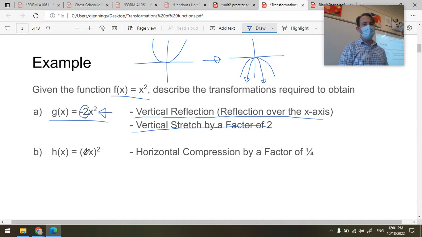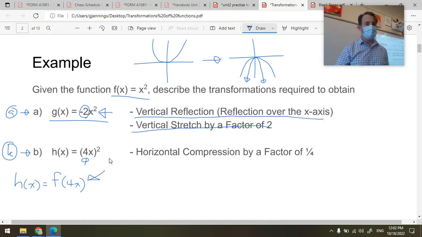Now, if we look at h of x is equal to 4x squared, this up here is an A transformation. This over here is a K transformation. We are multiplying the input directly. So we could use transformation language and say h of x is equal to f of 4x.